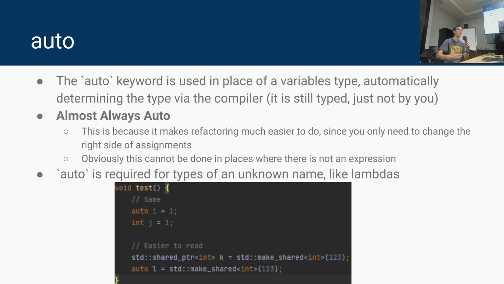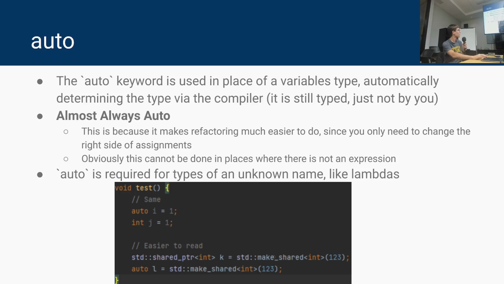So it's not dynamic typing. This isn't Python. But for example, here, you have auto i equals 1 and int j equals 1, and they're literally the same. See, it just automatically determines the type. It's really as simple as that, honestly. It's not like you're removing the types. It's still typed to this type, but it just removes extra typing.